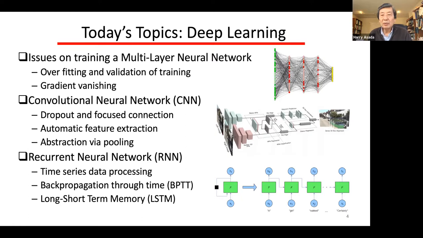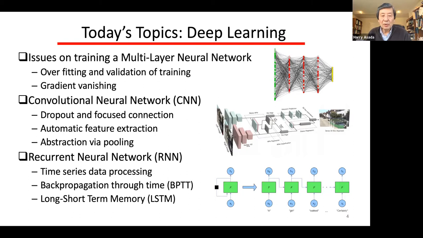Today's topic goes a little bit to the deep learning side. We start with some key issues we did not discuss last time: training of a multi-layer neural net, overfitting and validation of training, and then the gradient vanishing problem, which is very important and leads to deep neural nets. We first look at the convolutional neural network, or CNN, and then the second part is the recurrent neural network, RNN. For CNN there are many things involved, but we focus on a few important concepts. We focus on the connections, so we do not fully connect all the neurons, but create a hierarchical structure. And one very important point is automatic feature extraction, and abstraction via pooling.